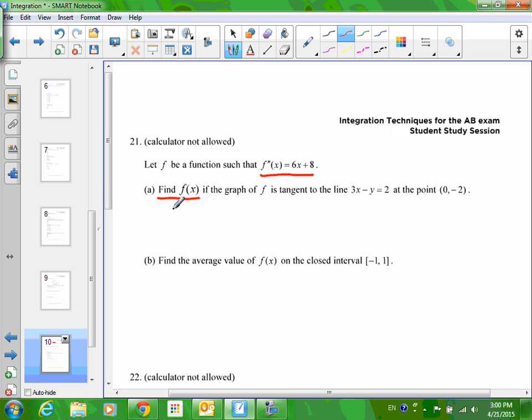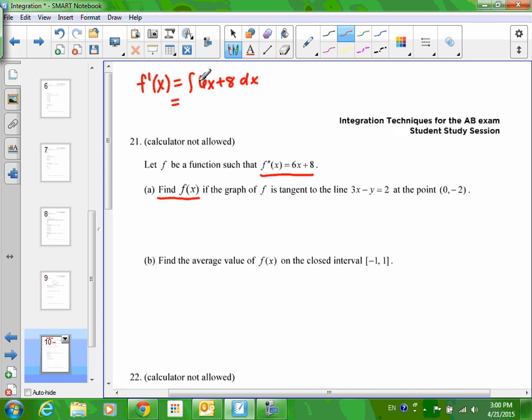Just f. So the way we have to do this is we have to integrate. Okay? If I integrate f double prime, what will that actually get me? Just f prime. Okay, so I'm going to have to go through this process 2 times. Up here, I'm going to use up here just so I don't have to write super tiny. So f prime would be the integral of f double prime. So let's do the integration.